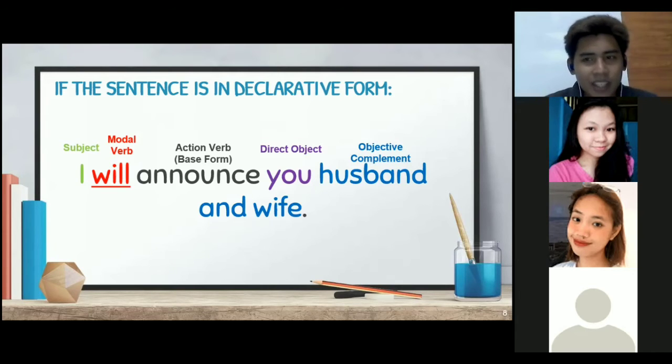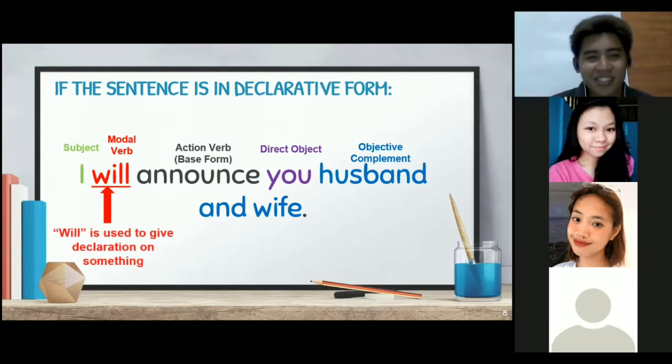So now you already identify the uses of the words and the phrases present in this declarative sentence. What do you think is the use of the modal verb will in this sentence? Sir, oh, yes, Michelle, again. Will is used to mandate or to declare something. Okay, very good, Michelle. Thank you. Will is used to give declaration on something.